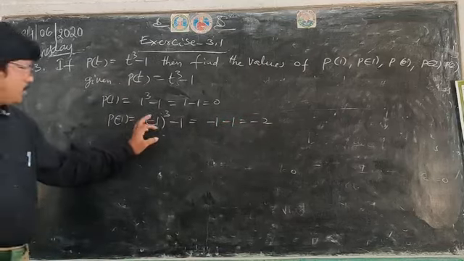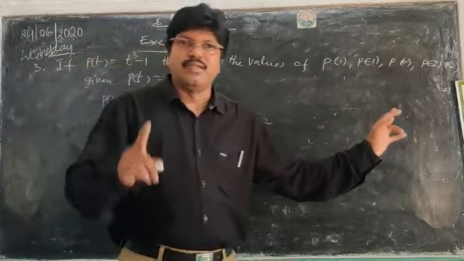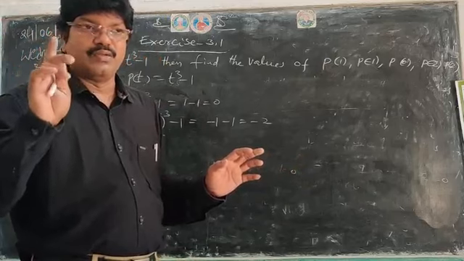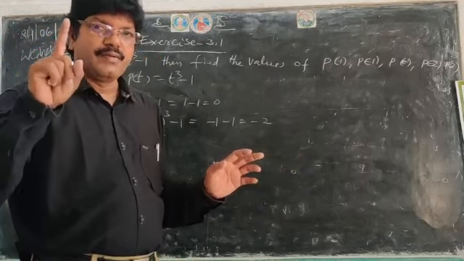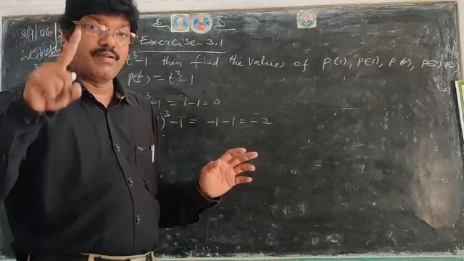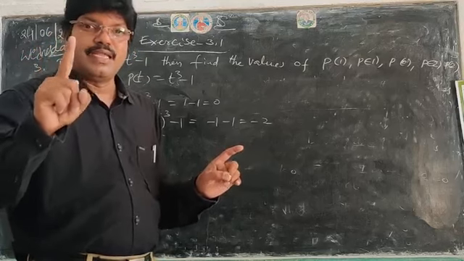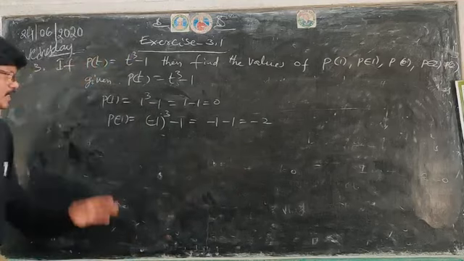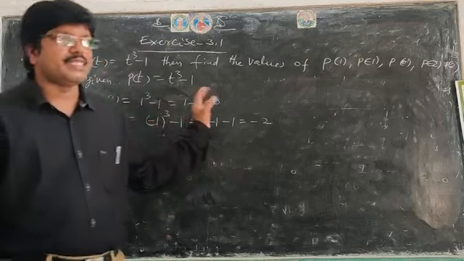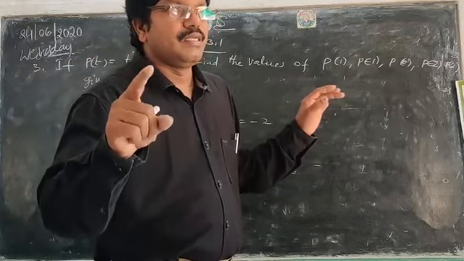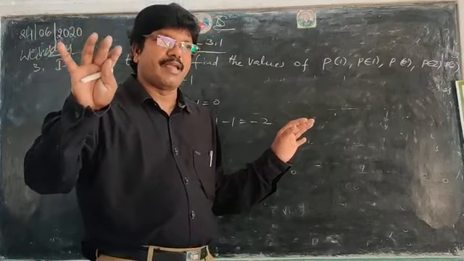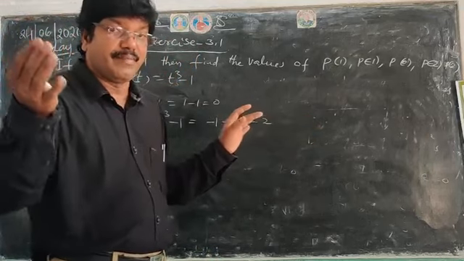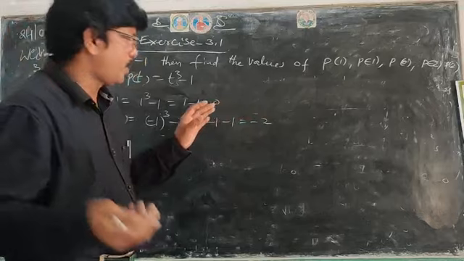Here the concept: minus 1 whole cube is minus 1, minus 1 whole power 4 is plus 1, minus 1 whole power 11 is minus 1, minus 1 whole power 20 is plus 1. The rule is: a minus value whole power an odd number does not change, the minus stays as it is. But a minus value whole power a positive even number changes to a positive value.